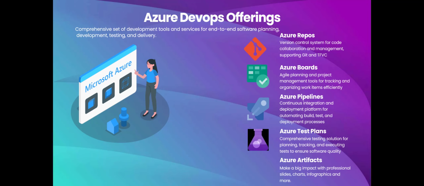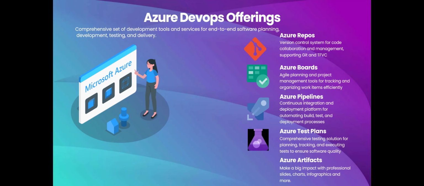And Azure Pipelines is one of my favorites. Azure Pipelines is a powerful continuous integration and delivery platform offered by Azure DevOps. It enables teams to automate the building, testing, and deployment of their applications across different platforms and environments. With Azure Pipelines, you can also define your pipelines as code and achieve efficient and reliable software delivery.